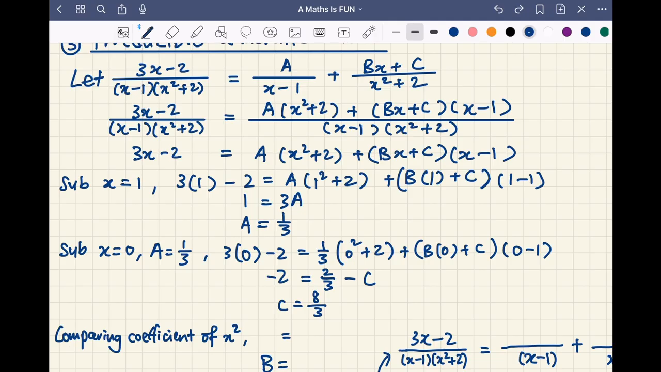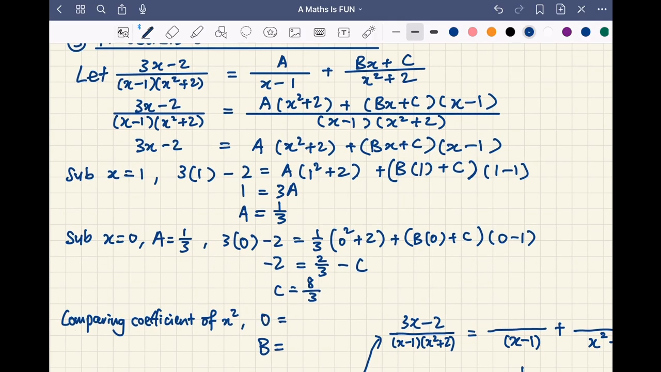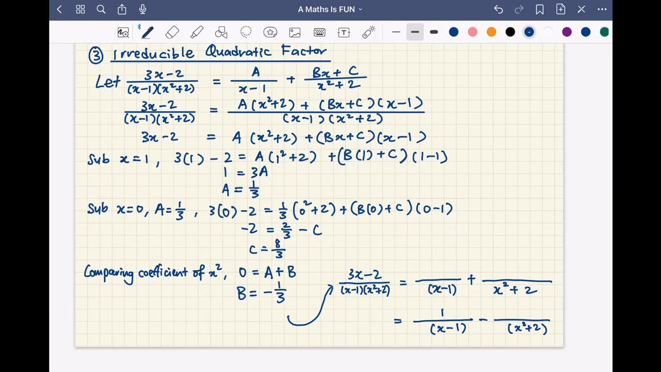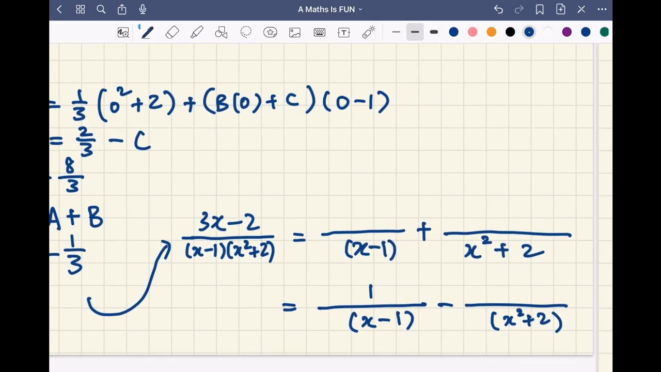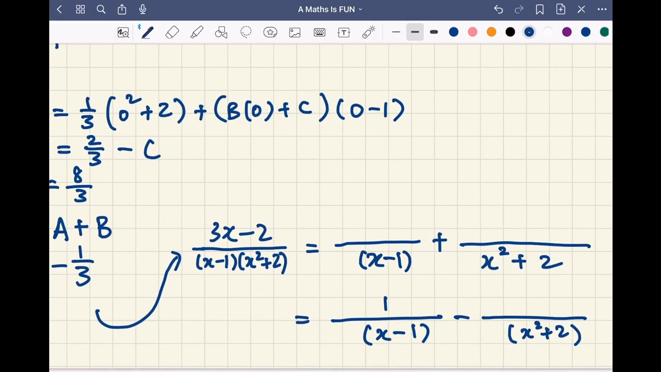So by comparing the coefficient of x squared, on the left hand side it is 0, and on the right hand side it is a, plus bx times x, which is bx squared, so the coefficient of x squared is just b. Since a equals 1 over 3, then b equals negative 1 over 3. So now we can put down our partial fractions.